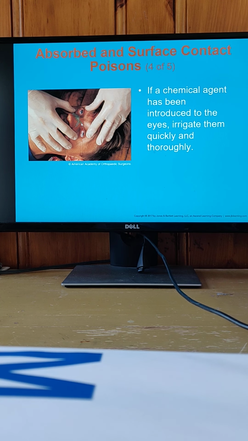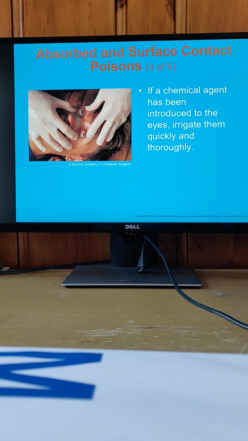So it goes down the side of the nose, into the eye, and it flushes out towards the ear. You don't want to flush a poison from somebody's eye and then that liquid goes into the other eye. Let the liquid go on the outside of the face when you're flushing somebody's eyes.